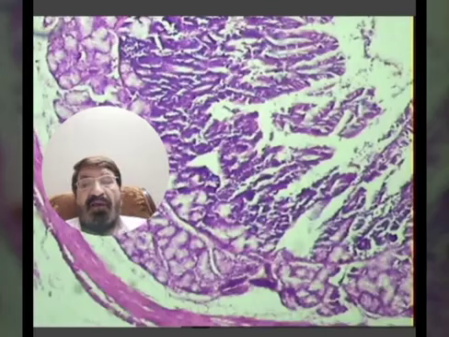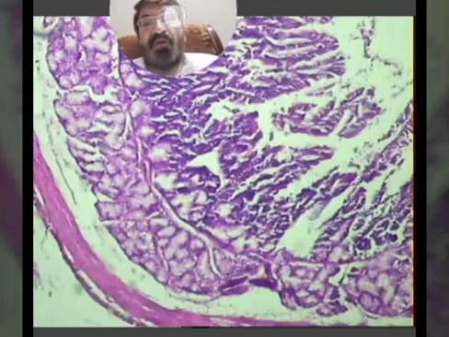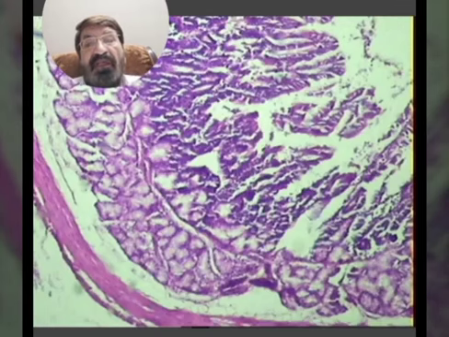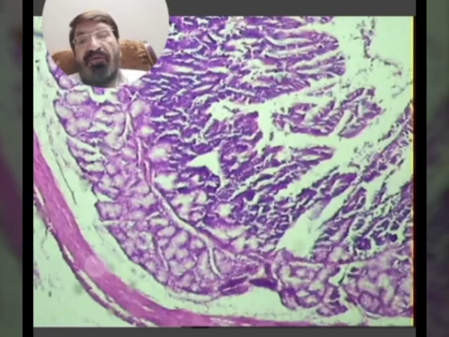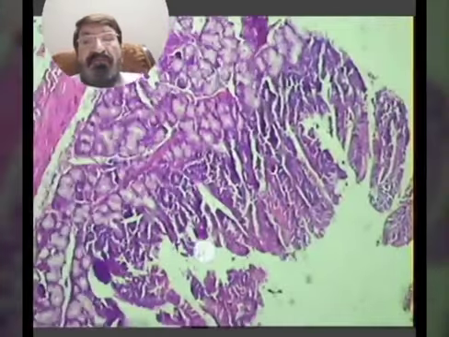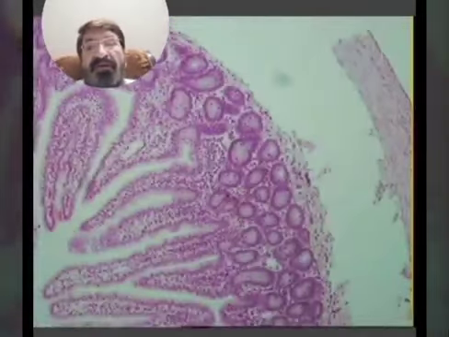This is another diagram showing all the 4 layers. This is the lumen of the duodenum. These are the leaf-like villi. These are the Brunner's glands in the submucosa. This is the muscularis externa, and this is the serosa. So you can see, you can easily identify.